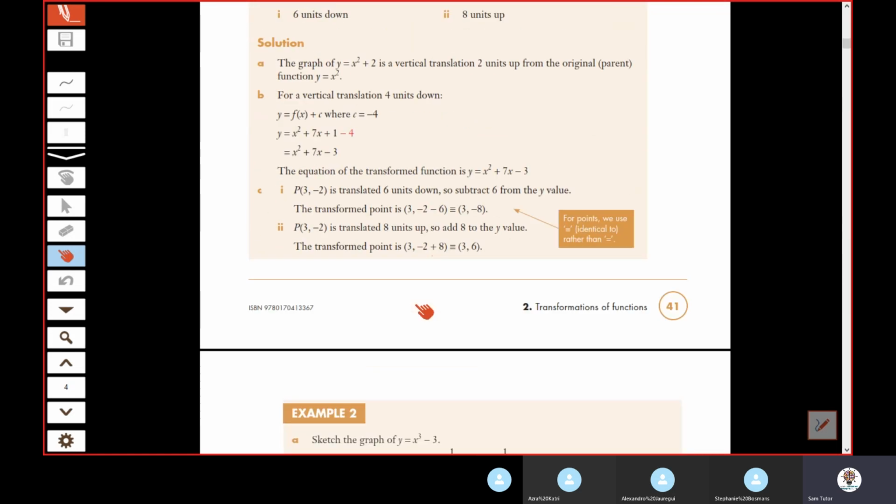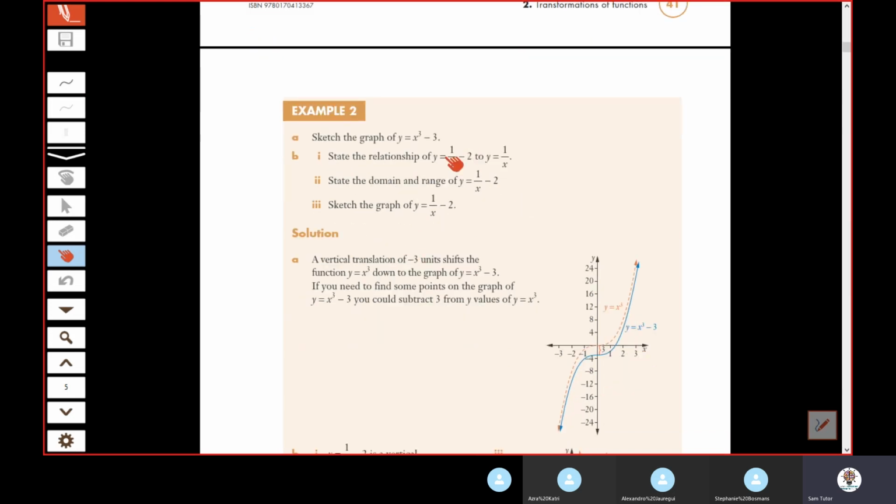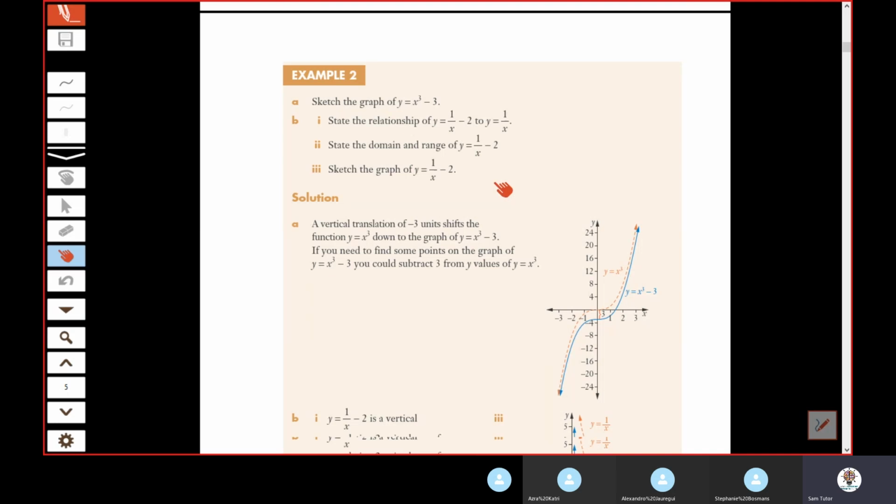Okay, so I think we get these, so I don't need to really do this. Sketch the graph, state the relationship of this to this. State a domain, range, sketch, all right, easy. Obviously, you know that this is shifted down. To domain and range: whatever the domain and range of the original one was, if you're going down 2, then you're going to keep your domain the same, but your range has changed. Your range is no longer y cannot equal 0. Your range is y cannot equal -2.